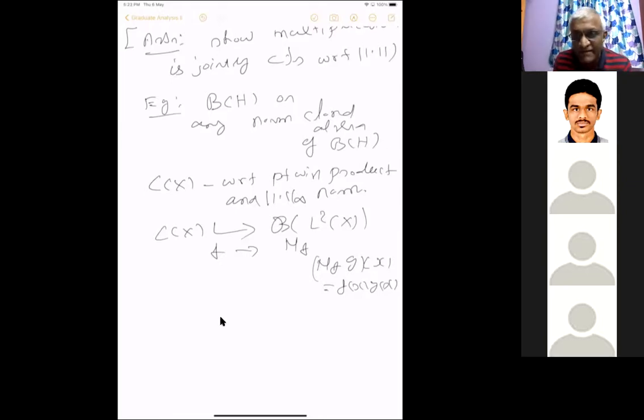We will further have a star operation, and we will call it a C-star algebra. We will come to that. But there is a non-example. It's a Banach algebra, but it's not a C-star algebra.